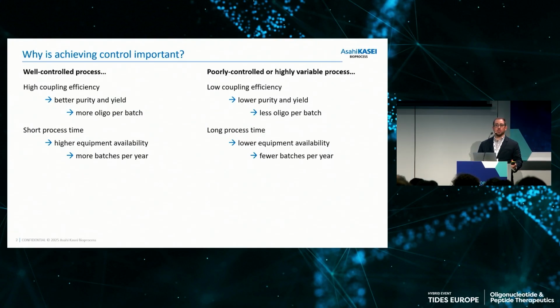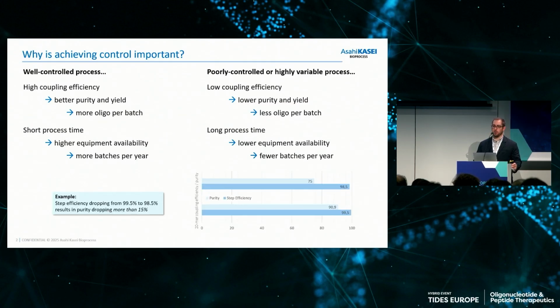We've got better efficiency, which is going to give us better purity and yield. We get more oligo. And if we have shorter processing times, that means that we can run more batches in a given period of time, like a year. On the other side of that, if we have a poorly controlled process, a process with a lot of variability that we're not able to quantify or manage, then we're going to have lower efficiency, or we're going to produce less oligo, and our machines are going to be tied up for more of the year. We'll be able to run fewer campaigns.